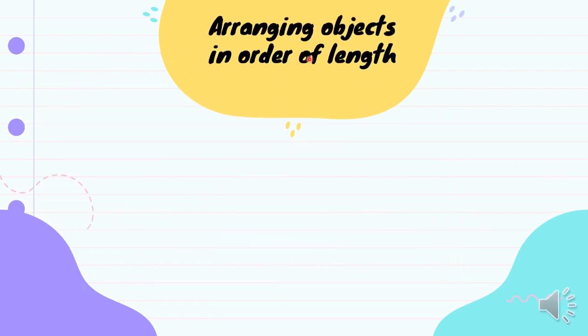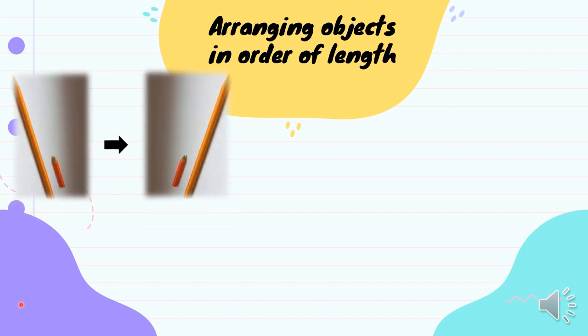Now, let's arrange objects in order of length. Let's see how some objects are arranged in their order of length. Look at these pencils. The longer one came before the shorter. Now we have made the short pencil to come before the long. Look at the small pencil first, then the long one after. Let's see more pictures.